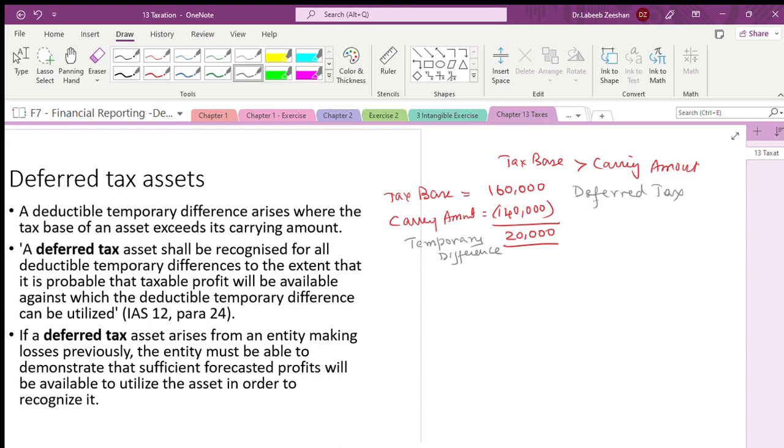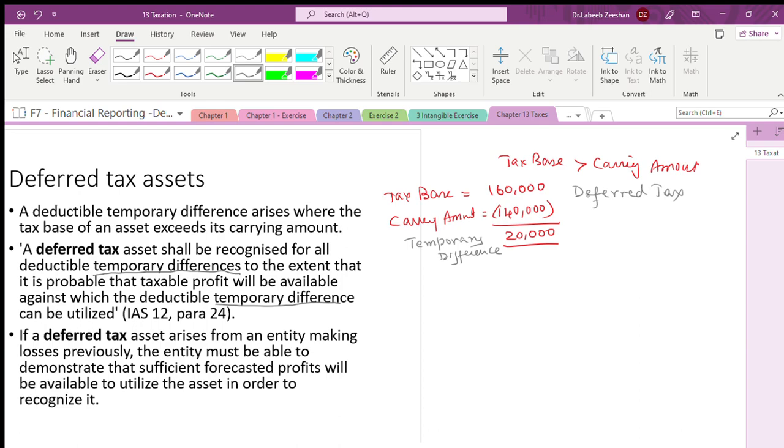A deferred tax should be recognized for all differences. Any differences should be settled. That's very important, to the extent it is probable that taxable profits will be available against which the deductible temporary difference can be utilized. Any differences, as simple as that. Now we have a very simple way of understanding. Any difference between a tax base and a carrying amount should be settled in the current period as early as possible.